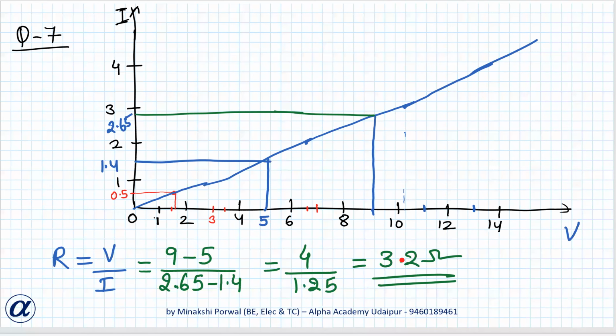Roughly it will be 3.2 ohm only, like 3.2 or 3.4 roughly. You will get an approximate answer. Here you will not get the exact answer. Is it clear?